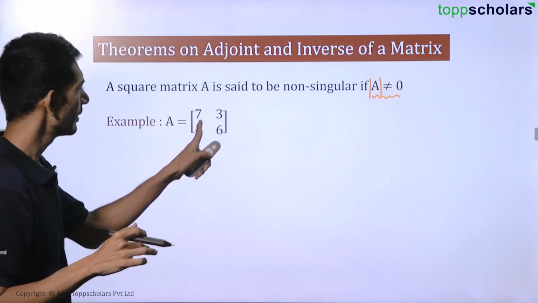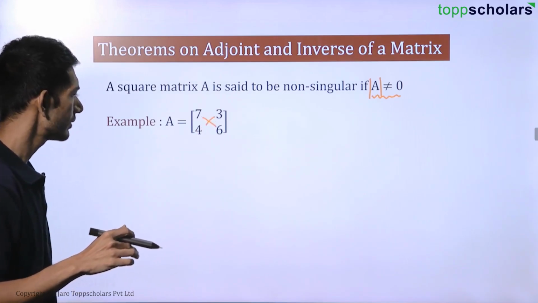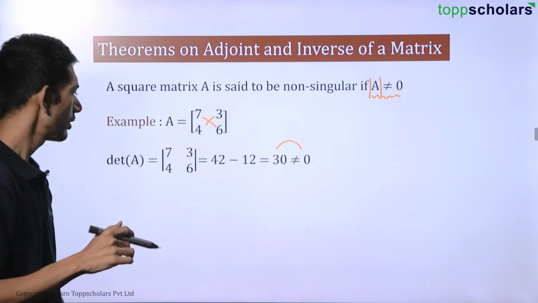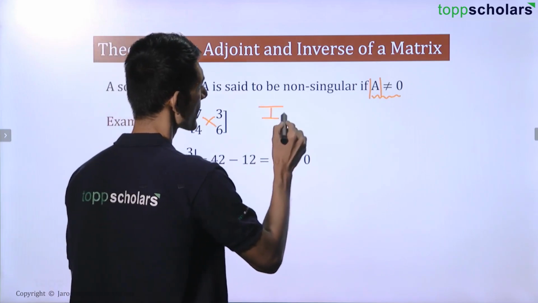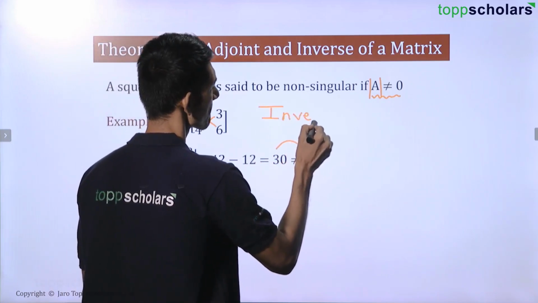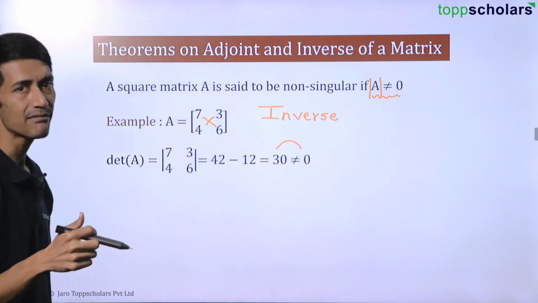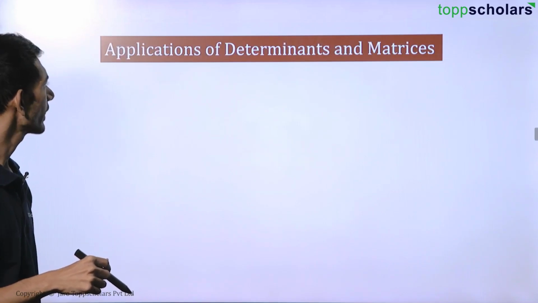Here is an example. 7 sixes are 42, 4 threes are 12, 42 minus 12 is 30, not equal to 0. So whenever it is not equal to 0, we can say that we can find out the inverse. Clear? Okay.